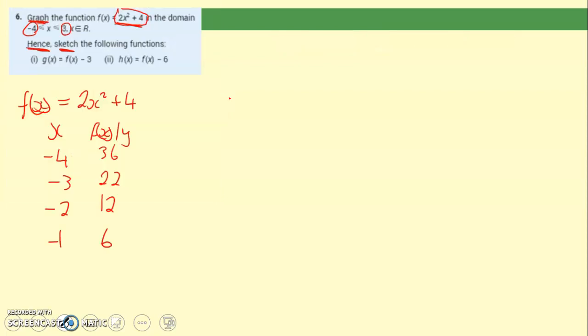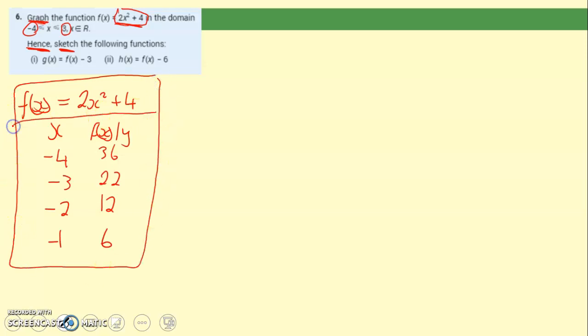Question 6. Graph the function f of x equals 2x squared plus 4 in the domain minus 4 to 3. So the first thing we have to do is use our calculator and work out our table of values before we can graph it.